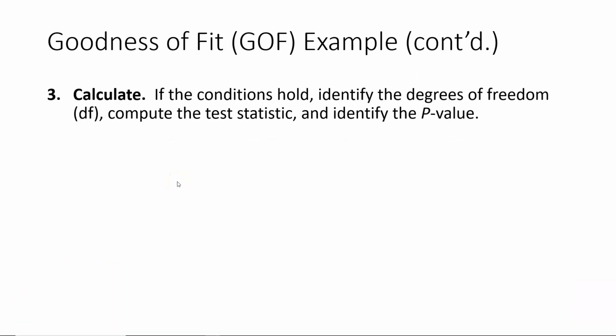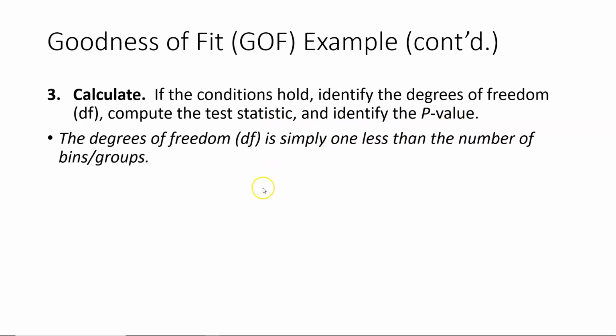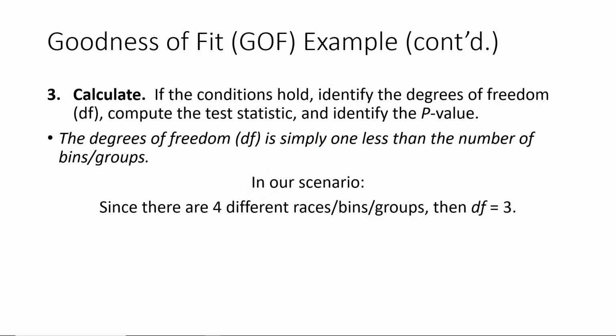We now move on to the third or calculate step of our four-step process. We see that if the conditions hold, which we saw was true in the check step, we then identify the degrees of freedom, compute the test statistic, and identify the p or probability value. The degrees of freedom is simply one less than the number of bins or groups, which in our case, we saw that there are 4 different races or bins or groups, so the degrees of freedom is 3.